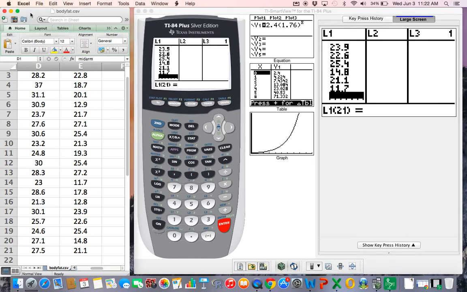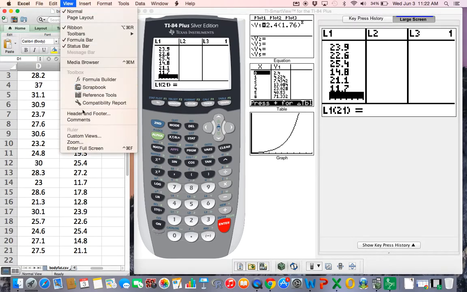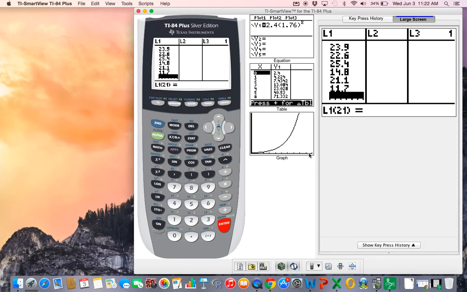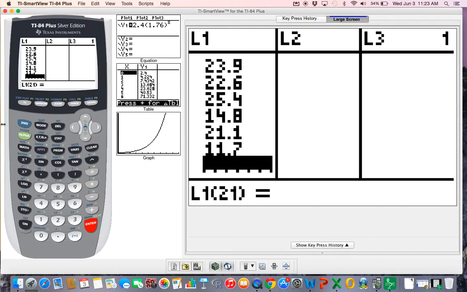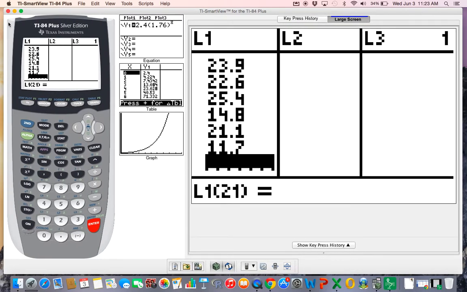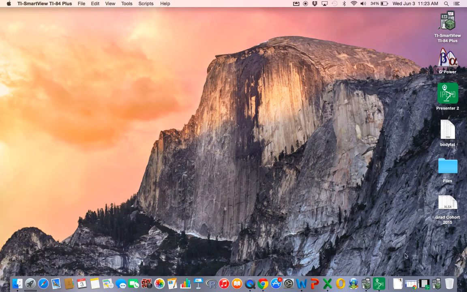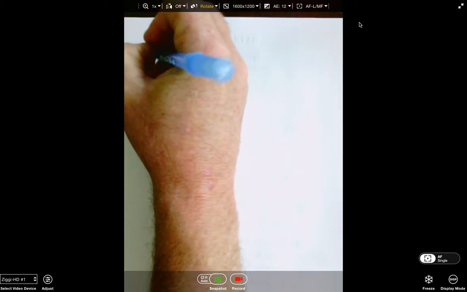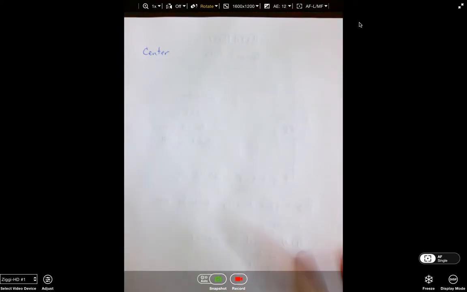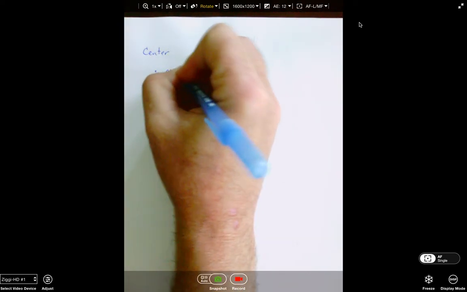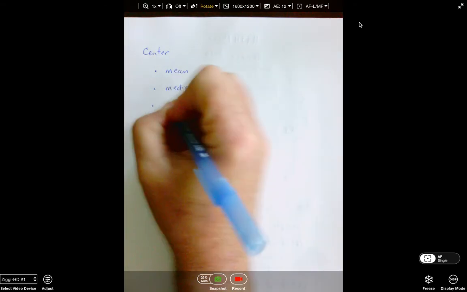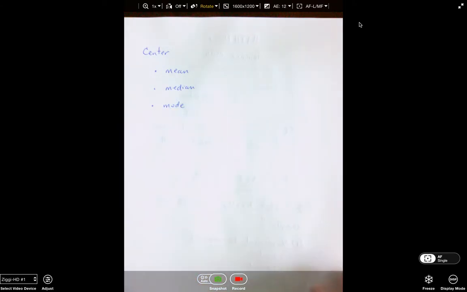Now, for the time being, what I want to do with this Excel file is go full screen, and then I'm going to put that up there and get it out of the way. Now, let's make this a little larger. So, guys, let's go back and talk about the things that we would like to be able to find and interpret. The measures of center that we talked about the other day are the mean, the median. And guys, I'm going to throw an extra one in on you today called the mode.